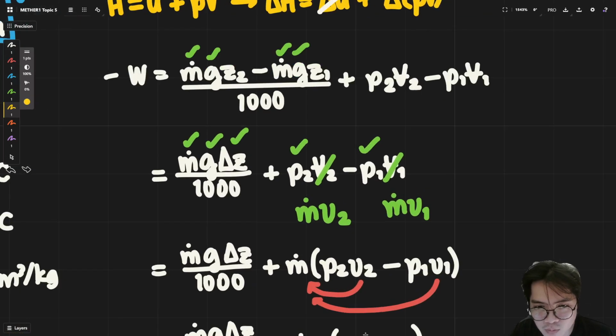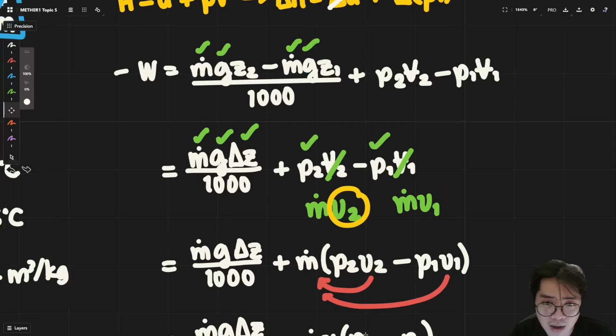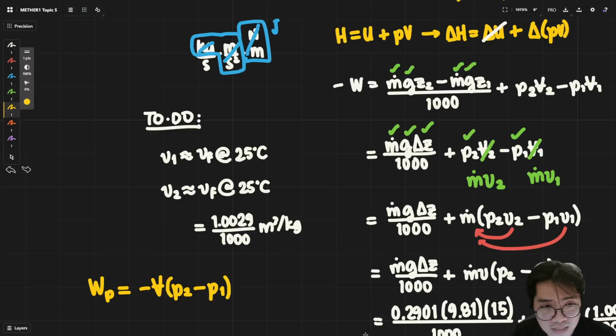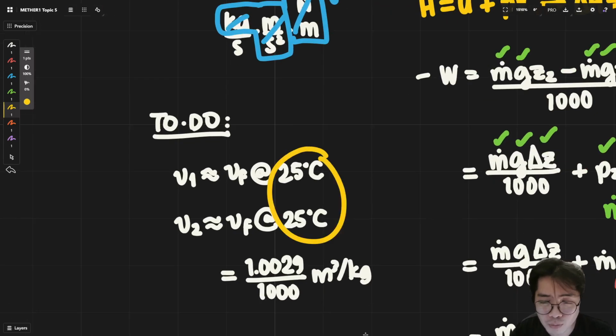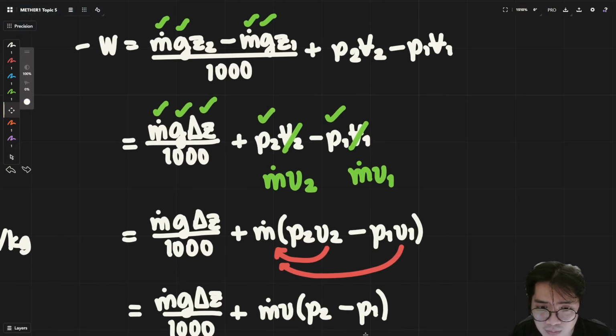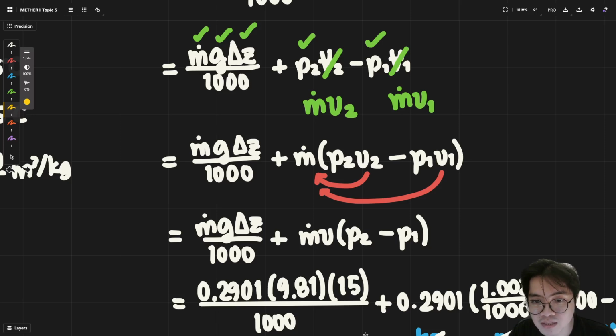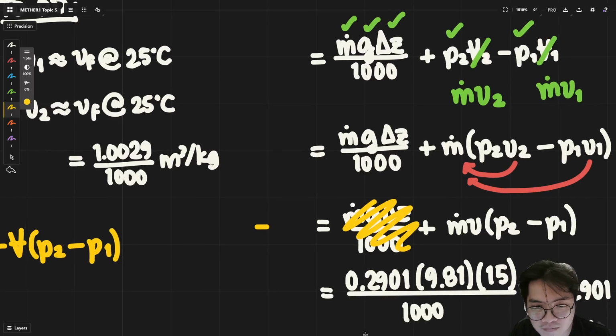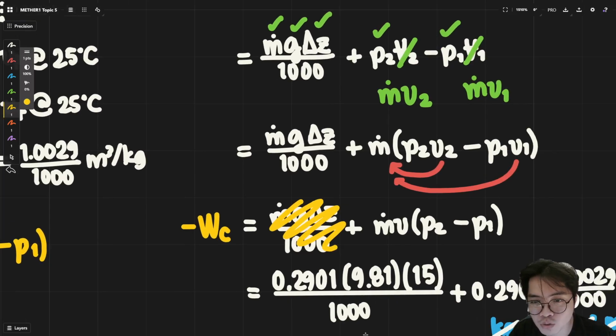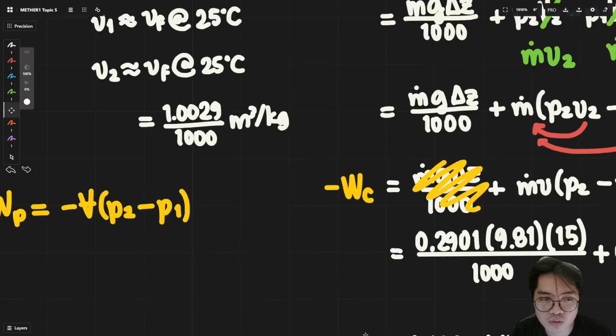Now we're saying, I can just get these from the tables. Apparently, because they are both compressed liquids at the same temperature, v1 and v2 are roughly the same, which means you can factor out the v. You will have your M dot v times P2 minus P1. And if the elevation term were not in here, you will have negative W_C equal to so on and so forth, which gives you this thing.